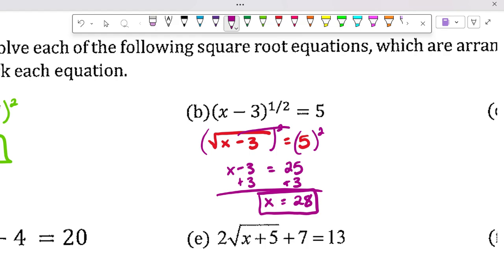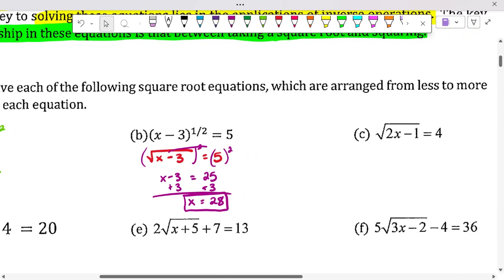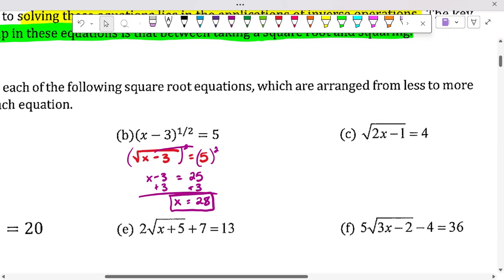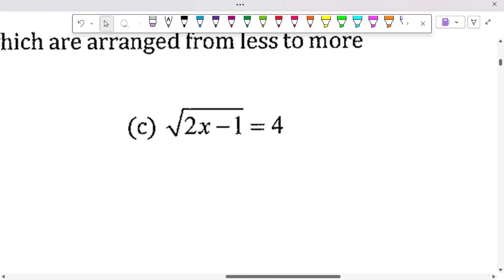All right, any questions so far? All right. Try C on your own. Just take a minute. Try letter C on your own.